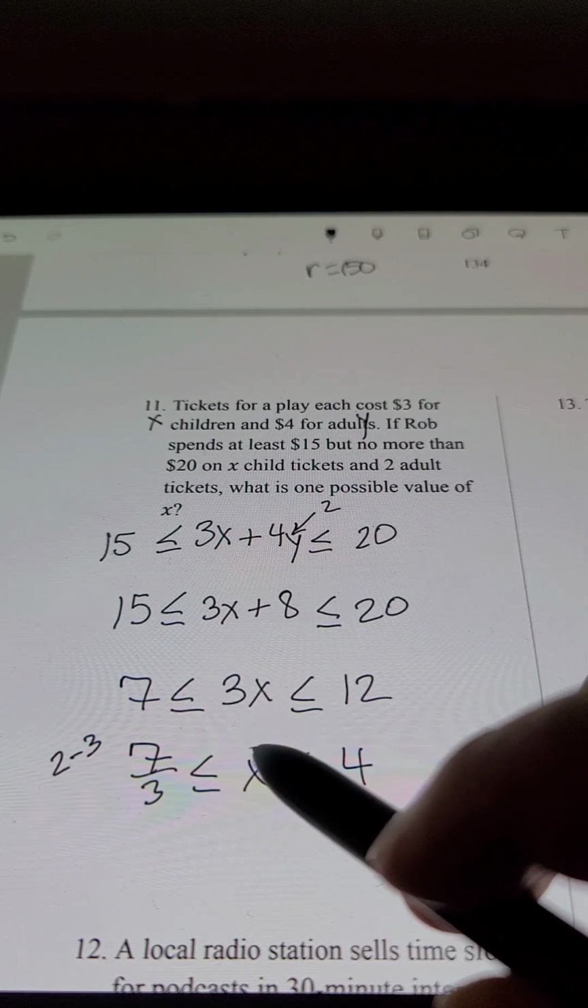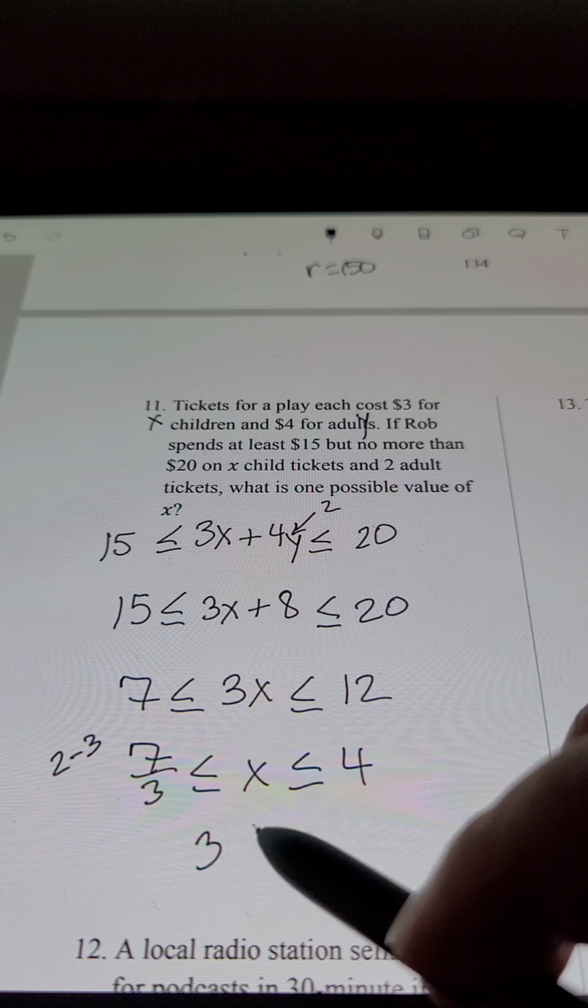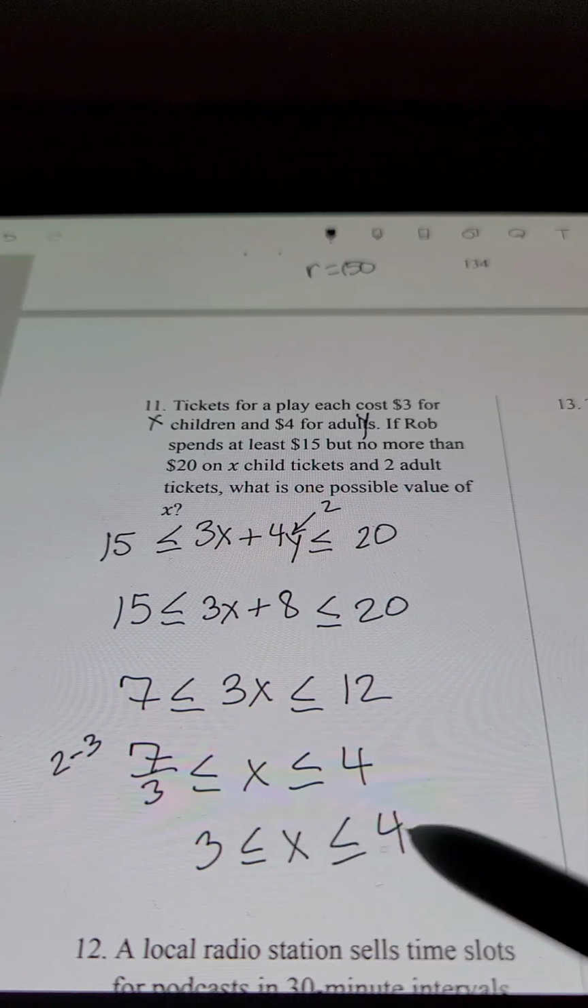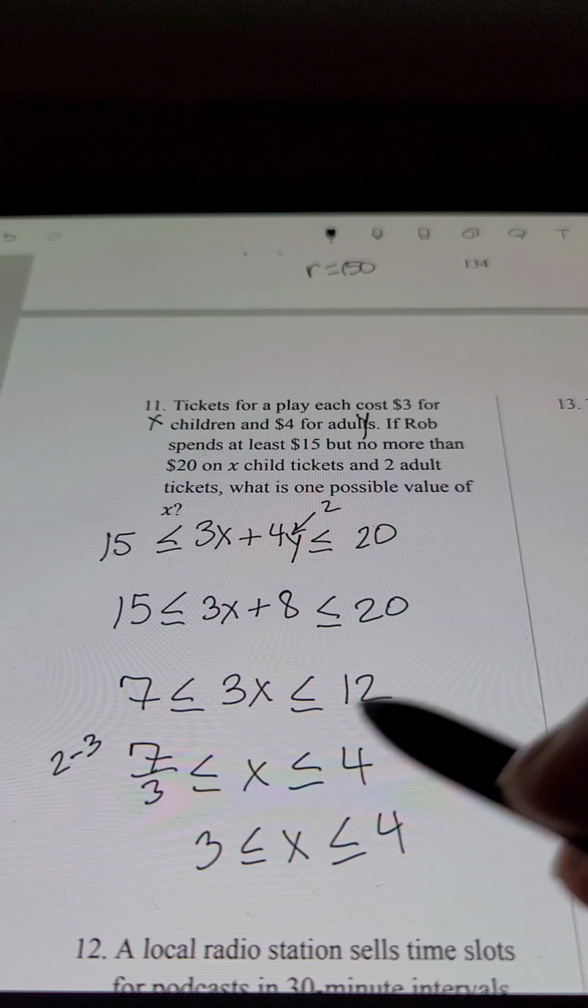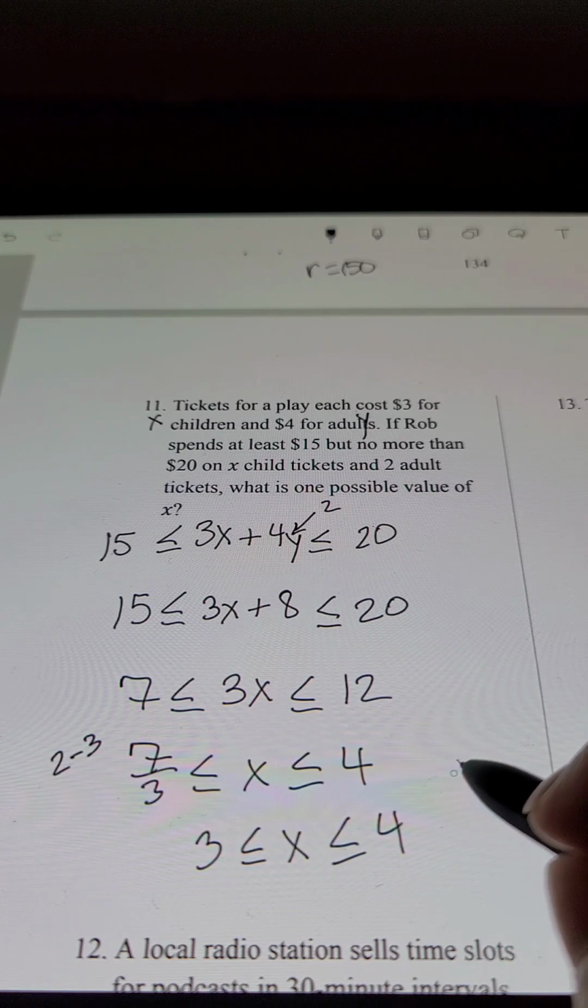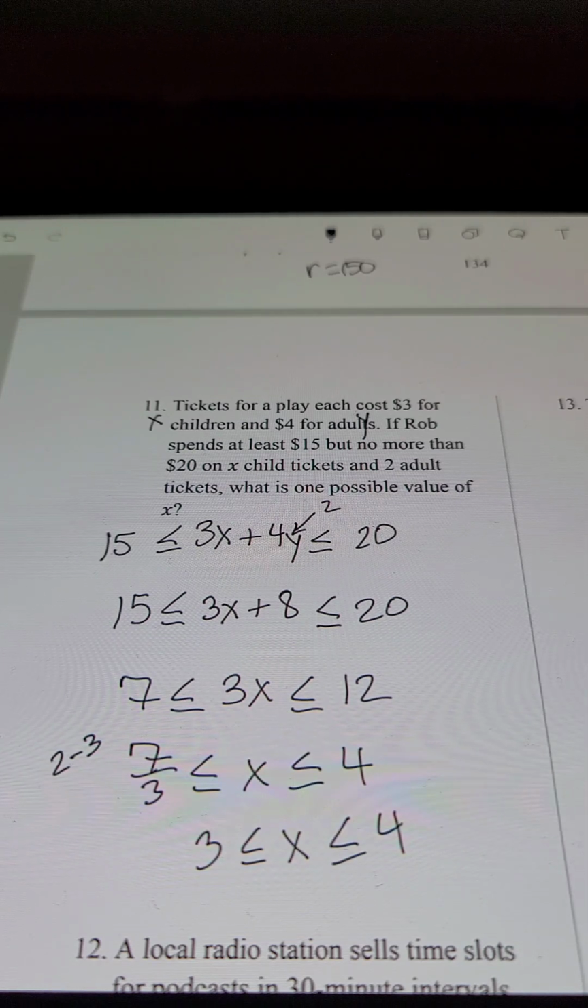So we're essentially saying that x has to be between or including these values, meaning it could only really be 3 or 4. So that's what your answer would be. It could be 3 or it could be 4.